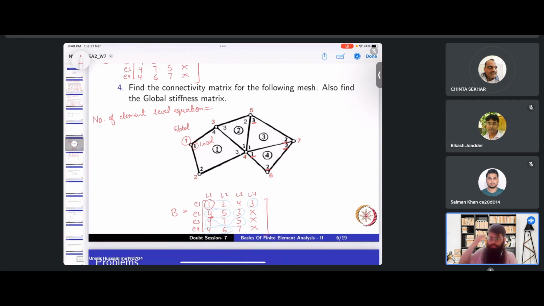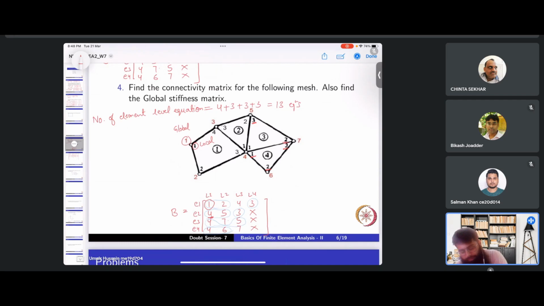The number of equations is equal to the number of nodes in the element, or the number of degrees of freedom, as better said. So for element one, we have four equations. For element two, how many equations do we have? Three equations. For element three, we have four, and for element four, three. So three plus three plus four plus three, that is 13 equations.